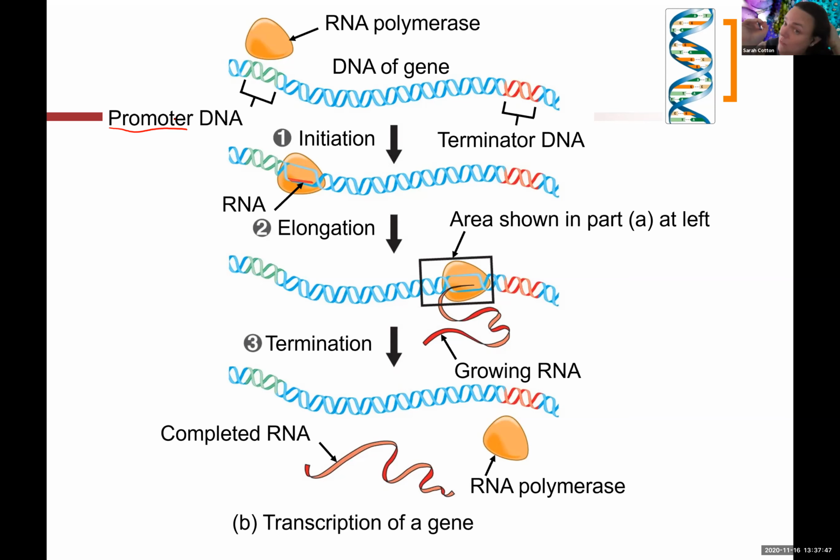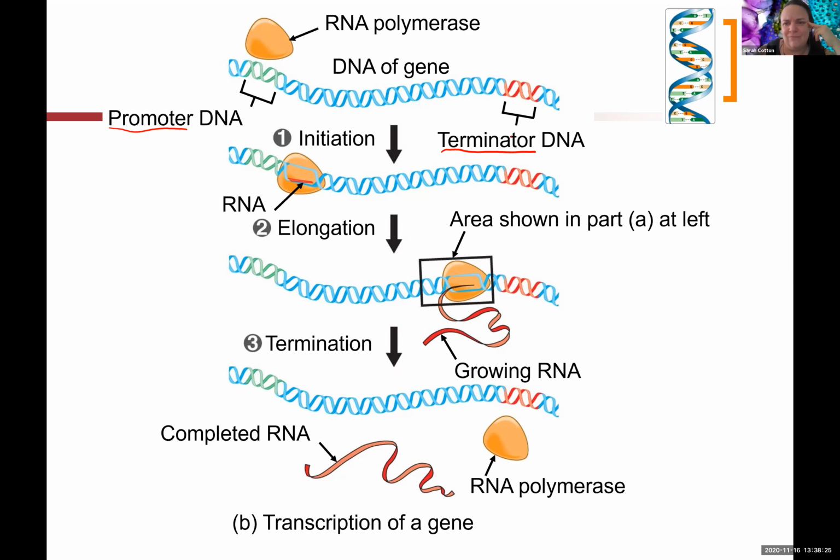Then what the RNA polymerase does is it behaves somewhat similarly to DNA polymerase in the sense that it pulls the DNA apart and it's building something. But the something that it's building is RNA instead of DNA. And it travels down the strand of DNA, down the double helix, until it hits an area, shown here in red, called the terminator.